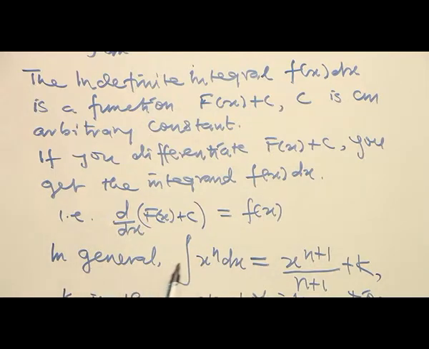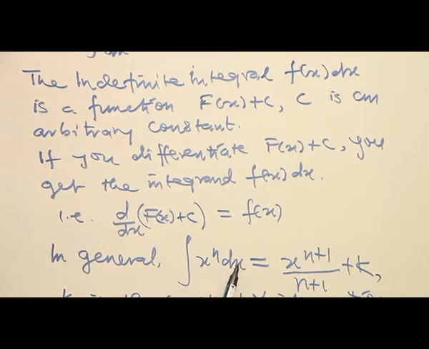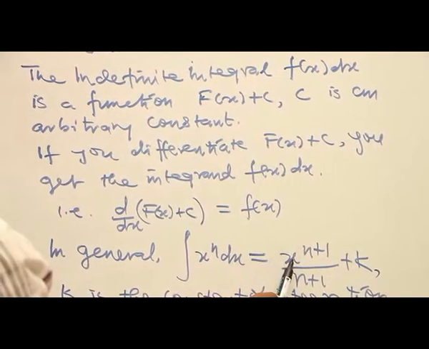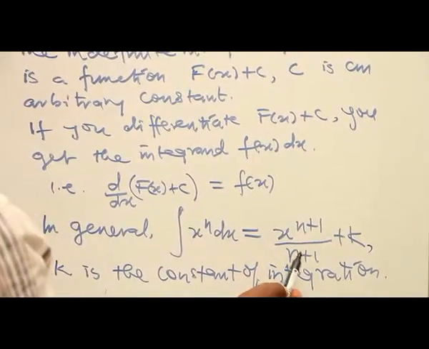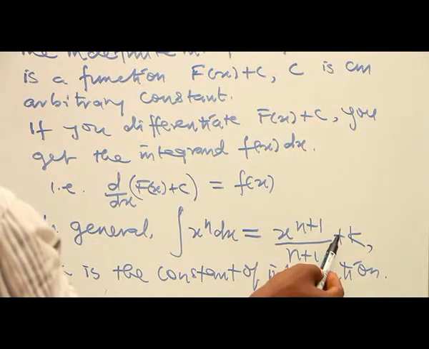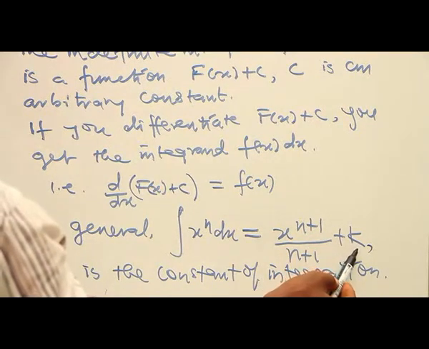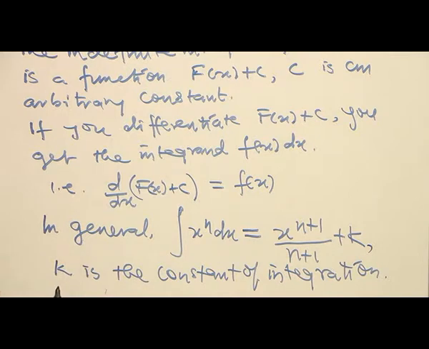In general, if you are to integrate a function s raised to the power n with respect to s, this will be equal to s raised to the power n plus 1 divided by n plus 1, and then plus the constant of integration k. K, as I said earlier, or c, as sometimes used by some authors, is the constant of integration.